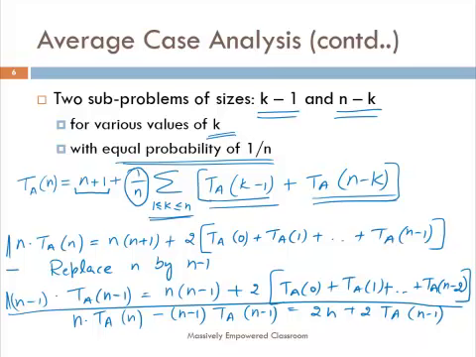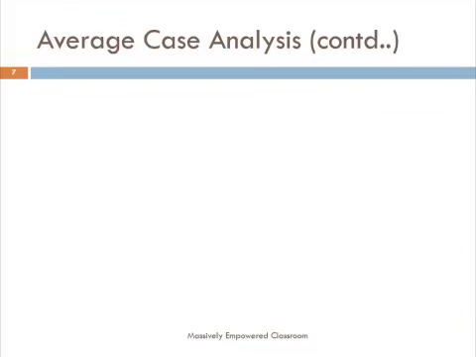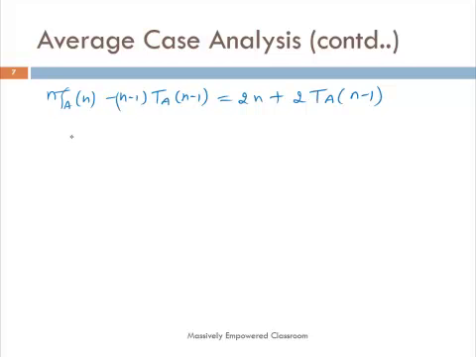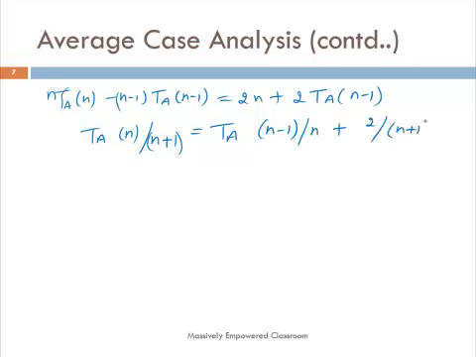Right? I'm going to rewrite that on the next slide. So we got n times T_a(n) minus n minus 1 times T_a(n minus 1) is equal to 2n plus 2 times T_a(n minus 1). This can be rewritten as T_a(n) divided by n plus 1 is equal to T_a(n minus 1) by n plus 2 by n plus 1.